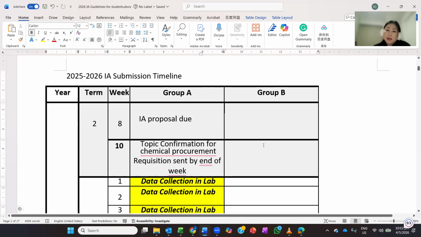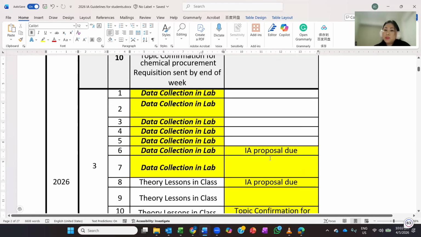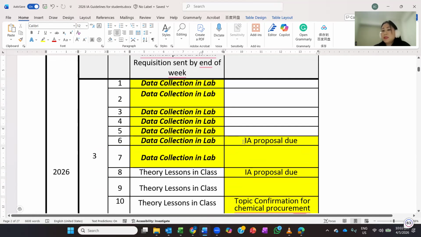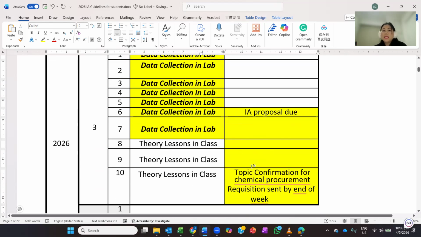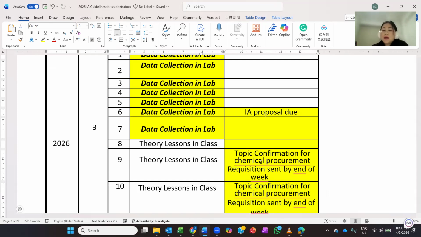For group B, the SL classes, you'll find that you have a little bit more time to get out the proposal. I would suggest submitting the proposal to me about week 6. By week 6 of term 3, your proposal has to be in so that I can spend 2 weeks in class with you to go through your proposal and work so you can touch up on it, such that around week 9, you will be able to submit your requisition to the lab. So by week 9, you will submit to the lab what chemicals you need and so on.